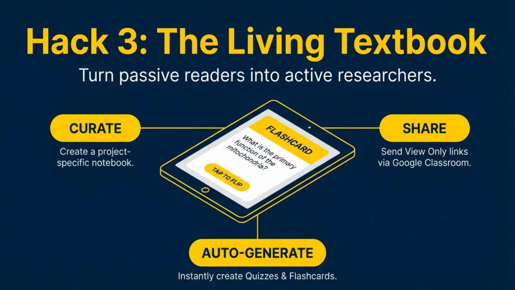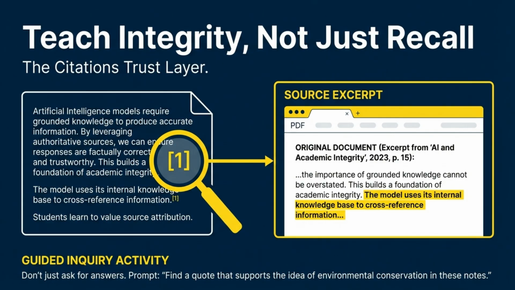Hack 3 is the living textbook, which turns passive readers into active researchers. Curate a project-specific notebook, auto-generate quizzes and flashcards, and share view-only links via Google Classroom. Teach integrity, not just recall, using the citations trust layer.